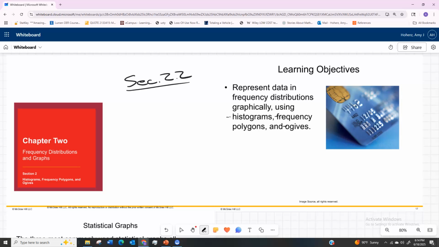Okay, so those are our 3. So we have histograms, we have frequency polygons, and we have what are called ogives. I know that looks like ogive, but it's pronounced ogives. Now, why does that make 6?